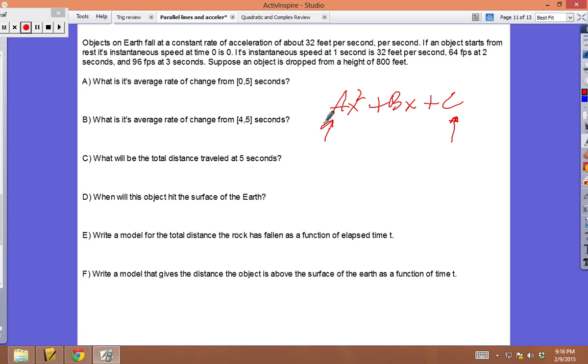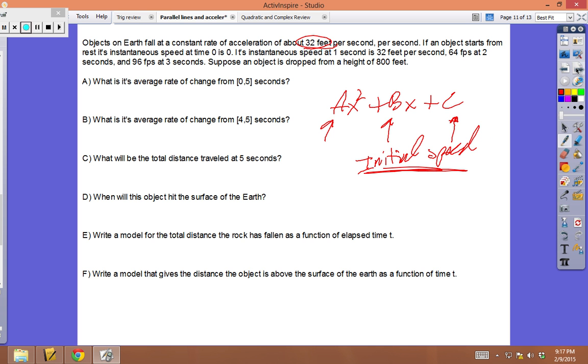A, that's half of your acceleration, because we're taking the average. So you add it between that and 0 and divide it by 2. So 32 divided by 2, A is going to be 16. And B is the speed that you start out at. Initial speed. And if you drop it, your initial speed is 0. But if you shoot an object or throw an object, then it's going to start out with some initial speed.